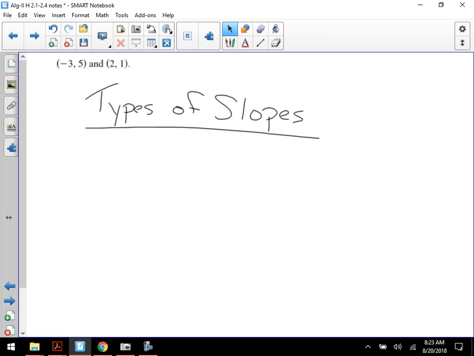There are 4 types of slopes. What are they? You have positive slope, okay? Therefore, you have negative slope. You have horizontal, very good.